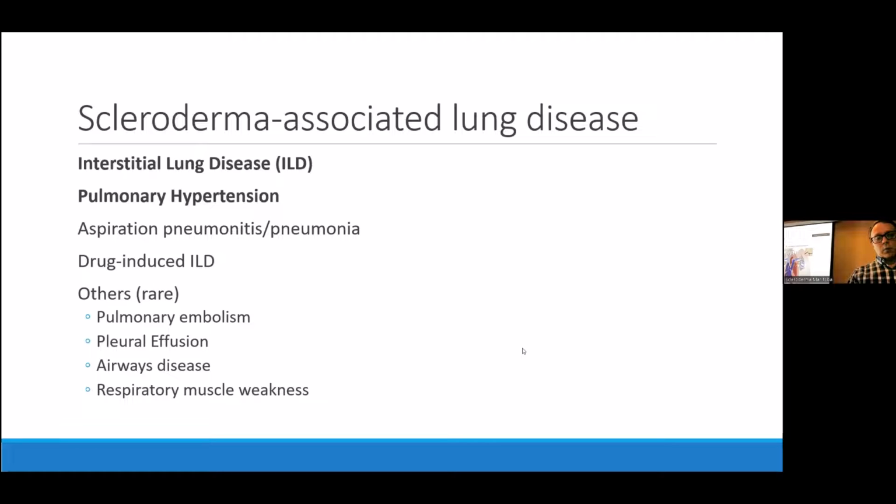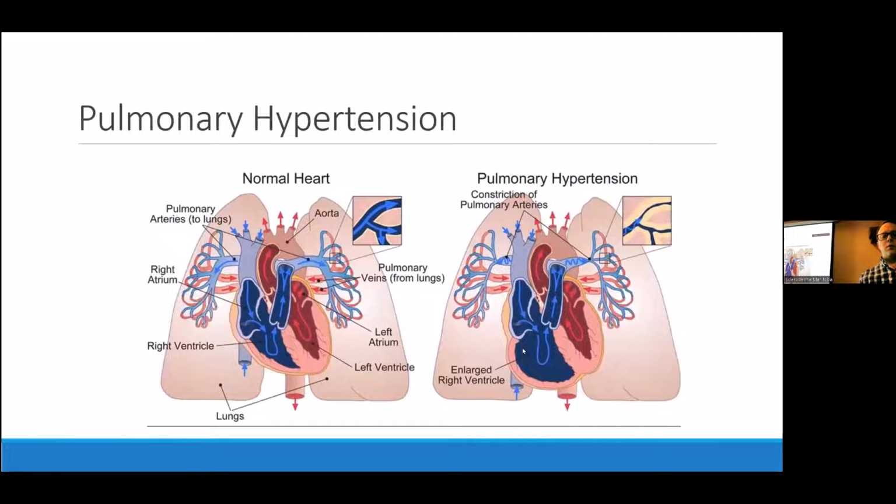I'm going to talk a little bit about pulmonary hypertension first. I would say it's the second most common type of pulmonary manifestation of scleroderma. And just to go over this, I hope you can see my marker a little bit here. Sorry, I don't have a reference for this picture, but it came from Google Images. I thought it was a really good demonstration of what we see. So on the left, you see the normal situation where we're talking about the right heart here.